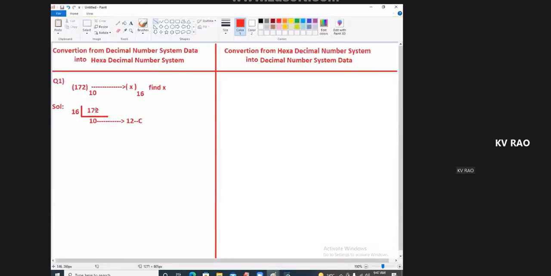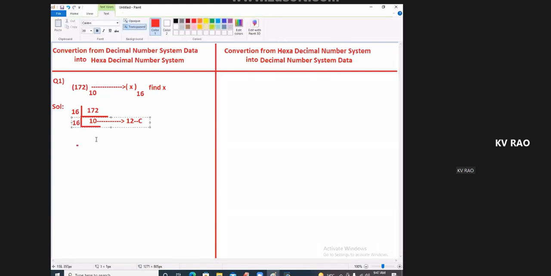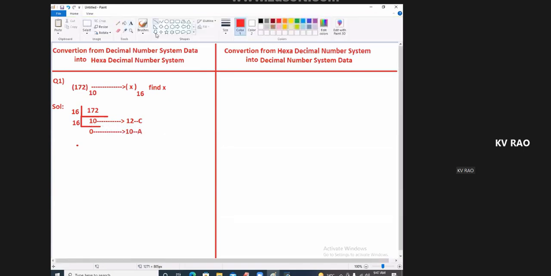Next is one more type of style. I'm writing it there. So here I'm taking 12. What is the number we have? 16. I'm taking 16. There I would like to take 0. Then 10 is coming. 10 is nothing but A. So you need to take the values like this.